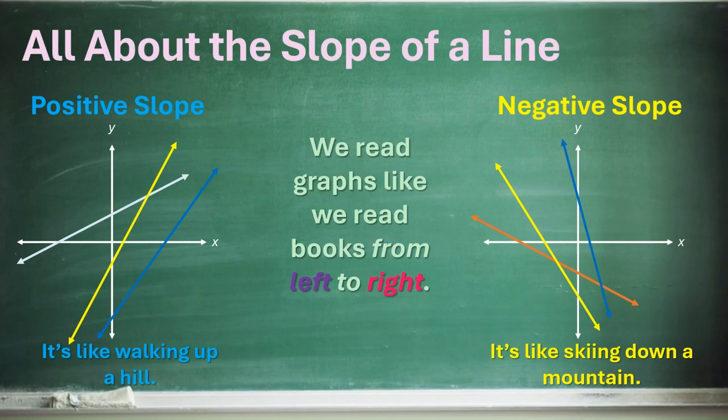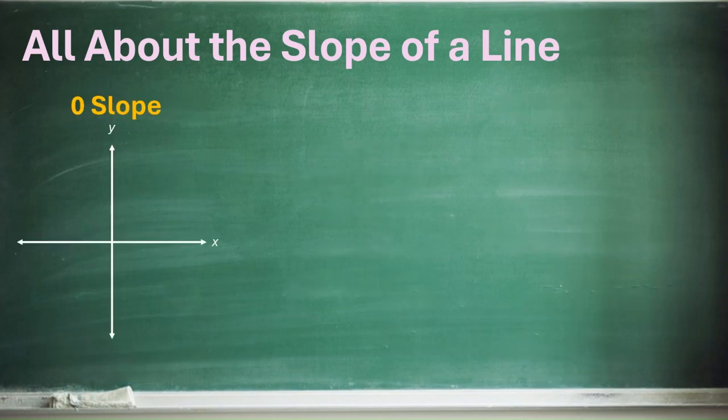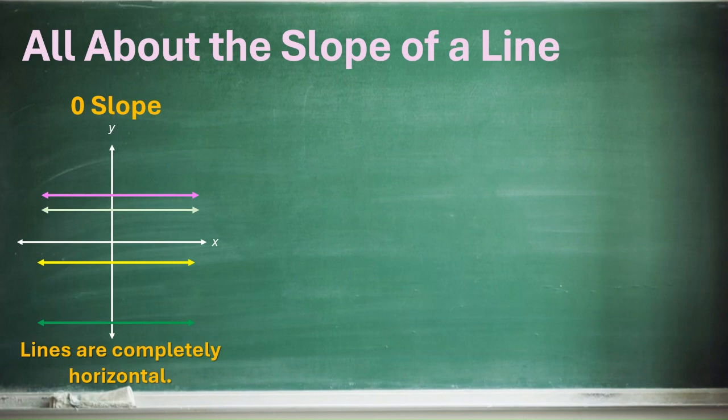All right, let's look at the other 2 types of slopes. The first is a zero slope. Have a look at these 4 lines and tell me what you notice. Did you say all 4 lines are completely horizontal? That's right. If a line has a slope of 0, it's completely horizontal. There's a 5th line on this graph that also has a slope of 0, and that line is the x-axis.